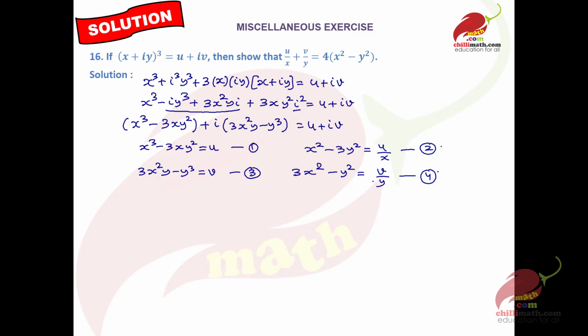So from this 2 and 4, let us add this equation number 2 and 4. We get on the right hand side u upon x plus v upon y, and on the left hand side x square plus 3x square is 4x square, minus 3y square minus y square is minus 4y square, or taking common 4 we get x square minus y square, which is your result.